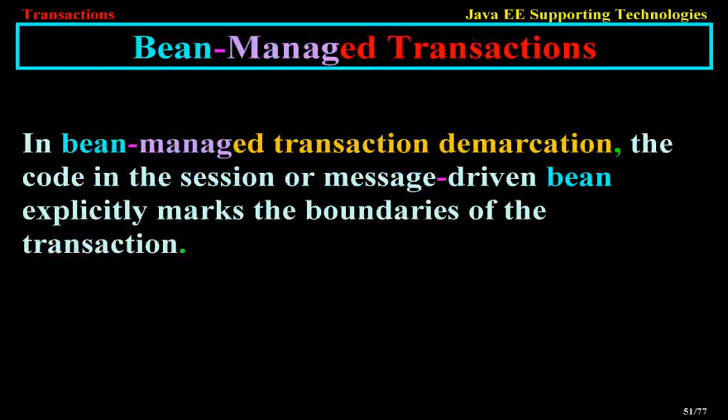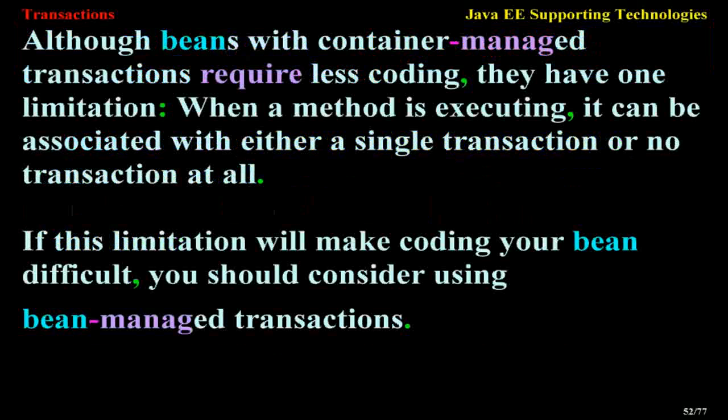In bean-managed transaction demarcation, the code in the session or message-driven bean explicitly marks the boundaries of the transaction. Although beans with container-managed transactions require less coding, they have one limitation: when a method is executing, it can be associated with either a single transaction or no transaction at all. If this limitation will make coding your bean difficult, you should consider using bean-managed transactions.